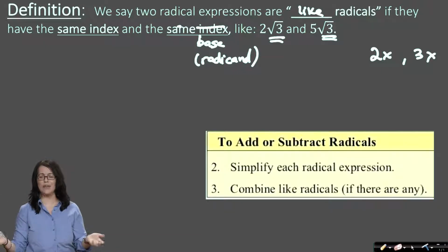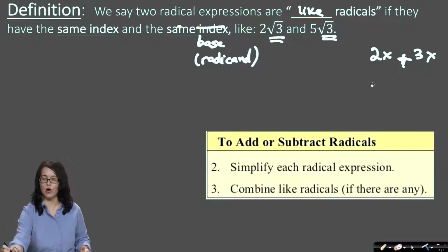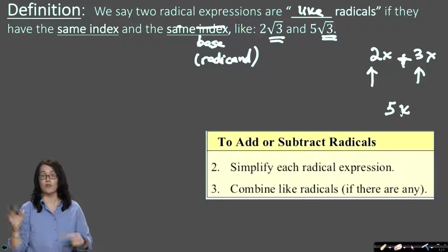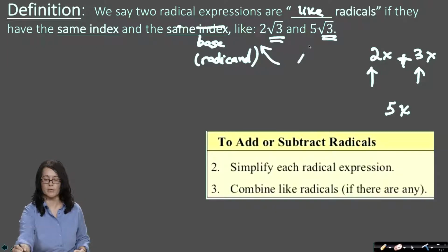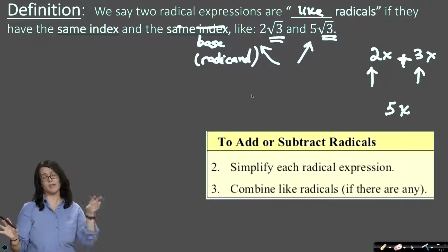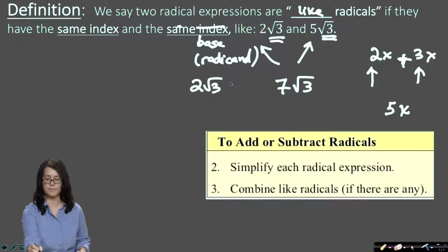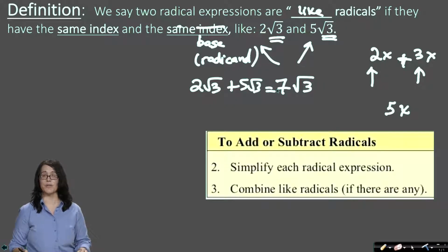So how did we add 2x plus 3x in math? Do you remember? Yeah, we add the coefficients, don't we? But we keep x the same. It stays what it was. That's saying I have 2 copies of x plus 3 copies of x. I end up with 5 copies of x. Similarly, we would just add our coefficients here, wouldn't we? 2 copies of root 3 plus 5 copies of root 3 would be 7 copies of root 3 when I combine them by addition. So if I asked you to add them together, you get 7 copies of root 3.